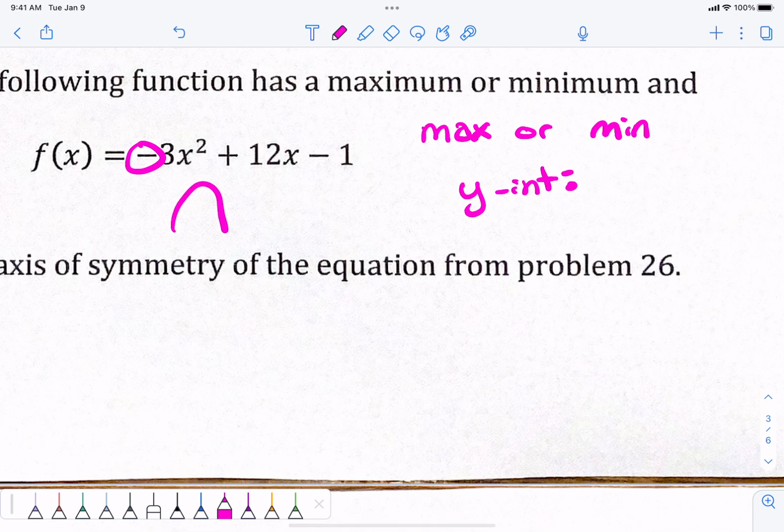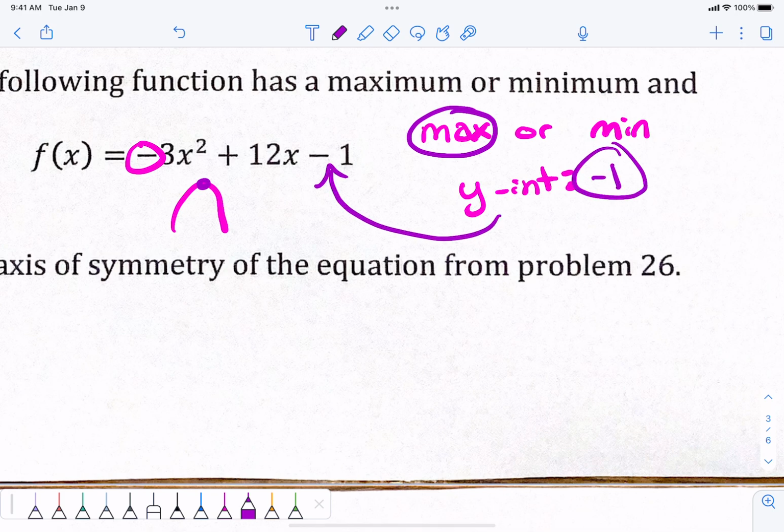Down. So it has a maximum. Romeo, it's going down, so it has a high point, not a low point. It has a maximum. Okay? What is the y-intercept? -1. There you go. That's the first question.